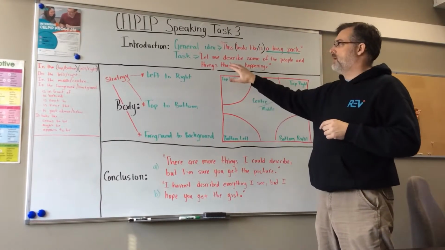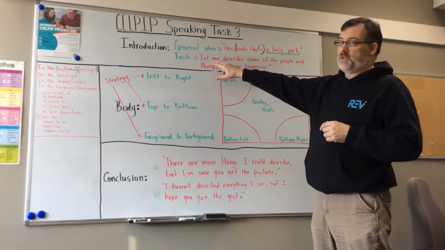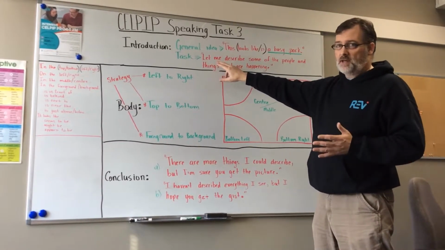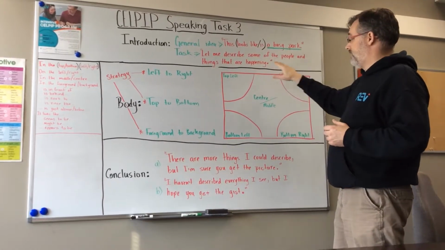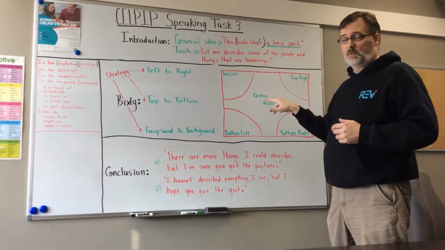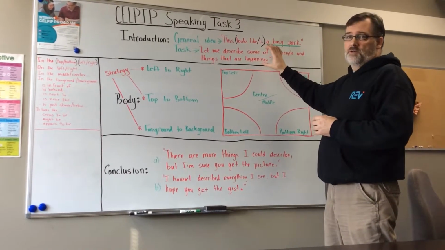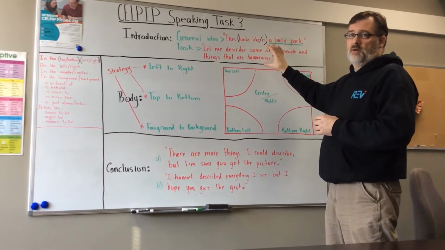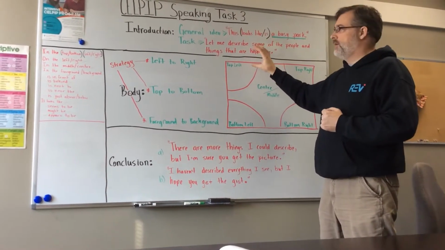And then you're going to tell them what it is you're going to do. So you'll say something like this. It doesn't have to be exact. You can change it a little bit. Let me describe some of the people and things that are happening. Okay? And again, we'll go into some more details with some extra things that you can do in a future video.